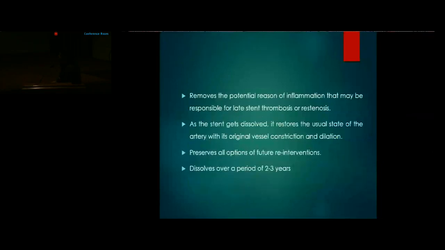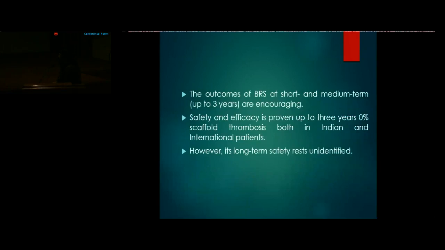They remove the potential reason for inflammation that may be responsible for late thrombosis or late stent restenosis. As the stent gets dissolved, it restores the usual state of the artery with its original constriction and dilatation. Therefore, it also preserves all future options of reinterventions, and the stent dissolves over a period of 2 to 3 years.